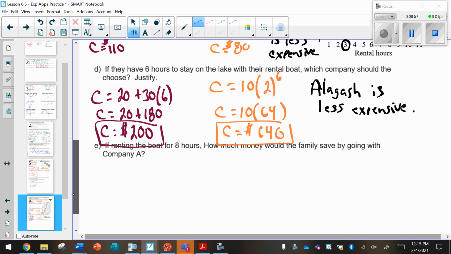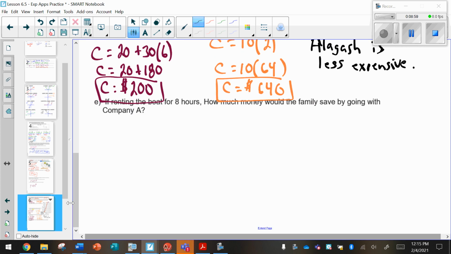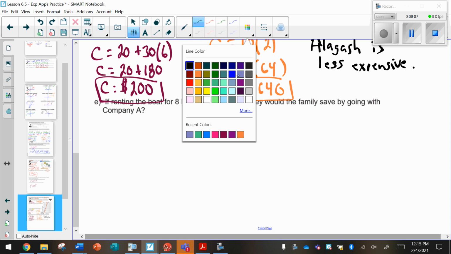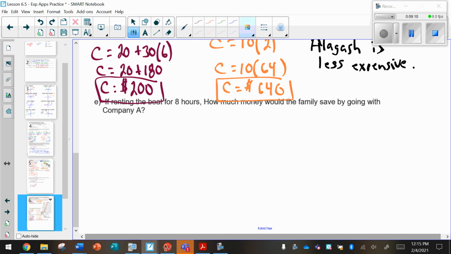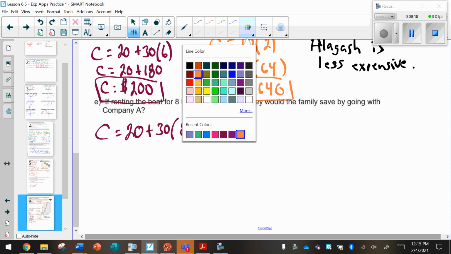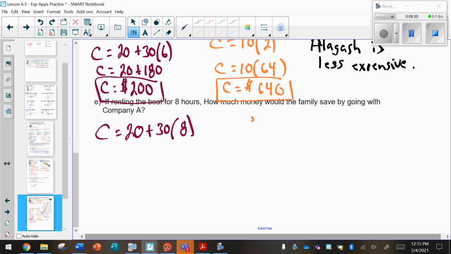So part E here, if renting the boat for a total of 8 hours, how much money would the family save by going with company A for Allagash? So what we have to do is use our equations, figure out the price for both companies for an 8 hour trip, and then you're going to subtract the dollar amounts to determine how much money would you save. That's what it's asking. How much will you save?